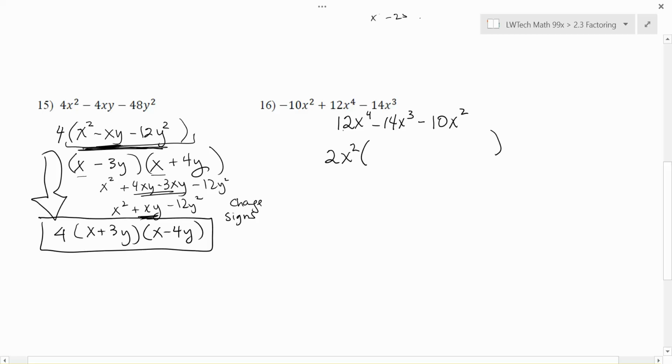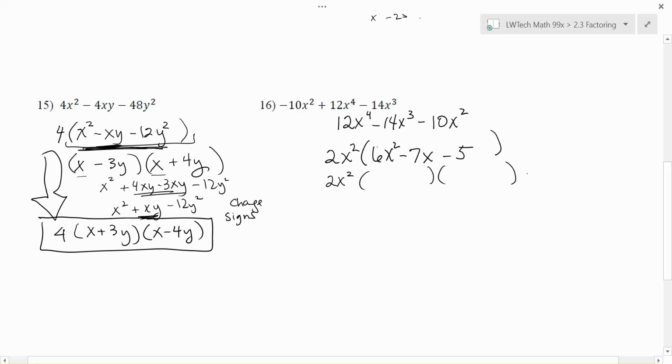2x squared times what is going to give me the 12x to the 4th? We'll need a 6, and then we'll need an x squared for that. To get from 2x squared to minus 14x to the 3rd, we'll need a minus 7 and another x. For 2x squared to minus 10x squared, we already have the x squared that we need, but we do still need a minus 5. So this becomes the expression that we need to worry about as we go through and do this problem. We do have a number in front of the x squared, so this might be a slightly more complicated factoring procedure.